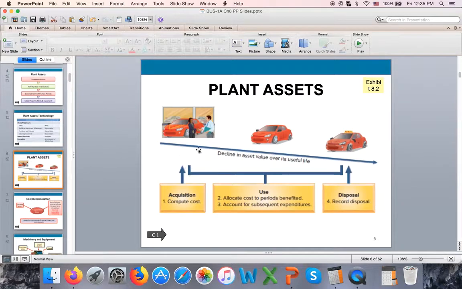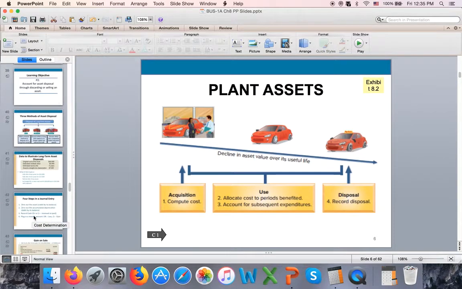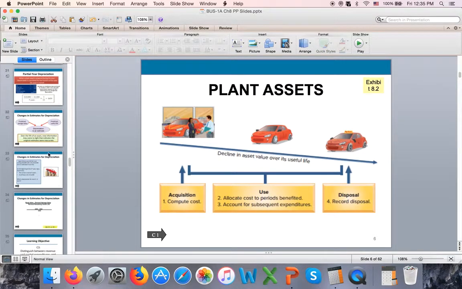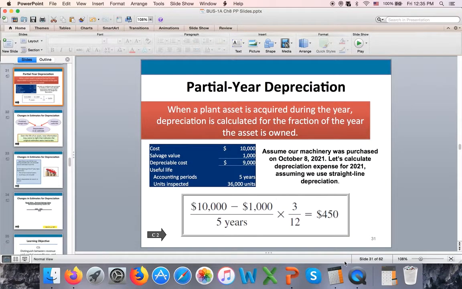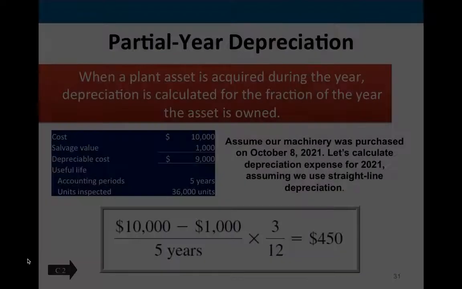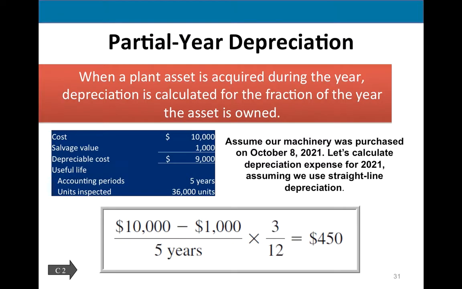So in the first part of the video, I talked about computing cost when we acquire a long-term asset, and we described three depreciation methods: the straight line depreciation, the units of production depreciation, and the double declining balance. So there are a couple of extensions of the topic of depreciation. One of them is a partial year depreciation because so far we always said, we acquired the asset on January 1st. What if we bought it in the middle of the year?